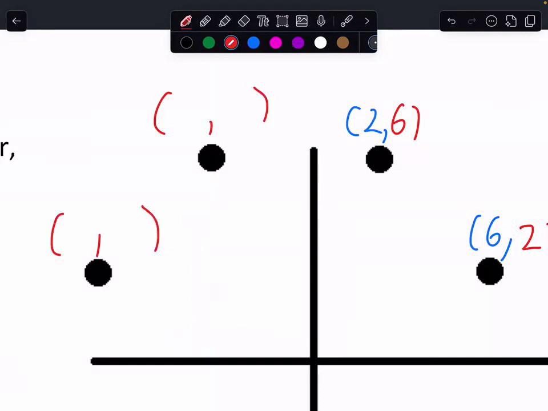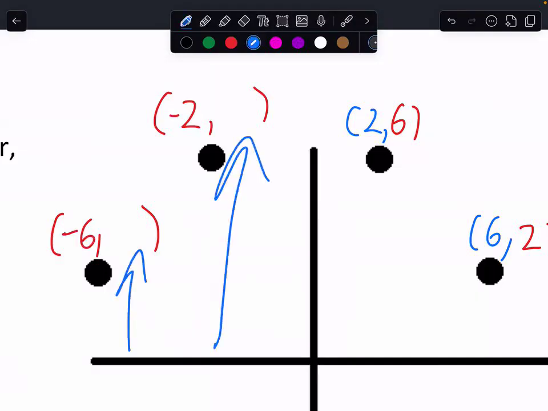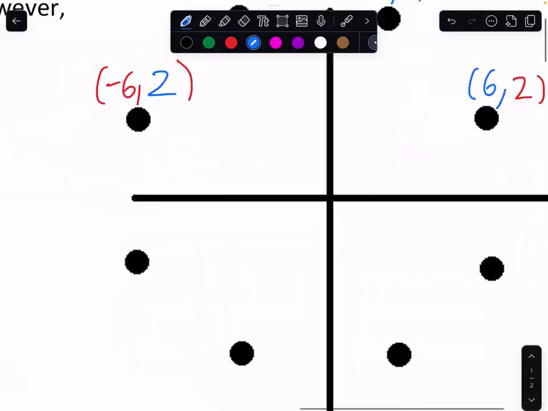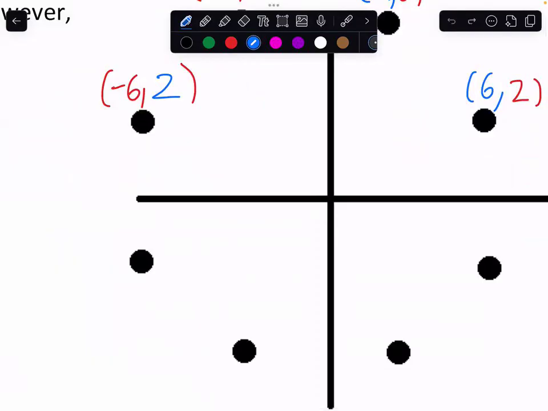When we're talking about negatives, the further left, the more negative the number. So out of -2 and -6, -6 is further left. But the y coordinates are the same, right? The higher you go, the bigger the y coordinate. Over here, both x and y are negative.